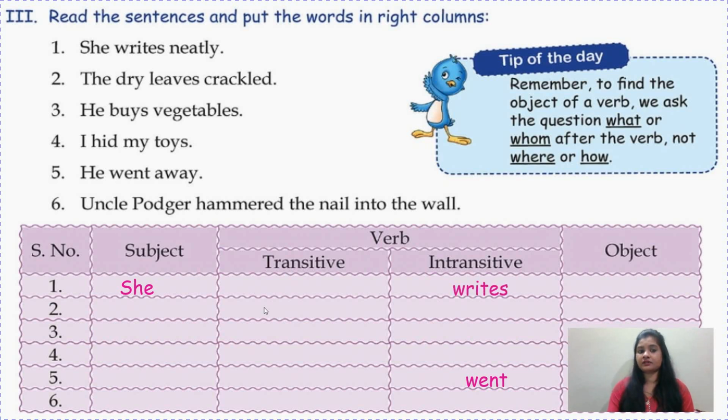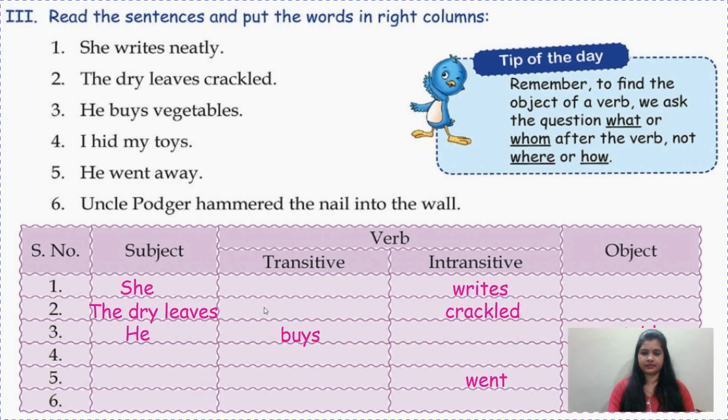The dry leaves crackled. Again, it is intransitive because we don't need an object. So the dry leaves, we are talking about the dry leaves, so it will be the subject. And crackled will be intransitive. He buys vegetables. He buys what? Vegetables. So again, it is transitive. So we are talking about he, so it will be the subject. Buys will be a transitive verb and vegetables will be the object.